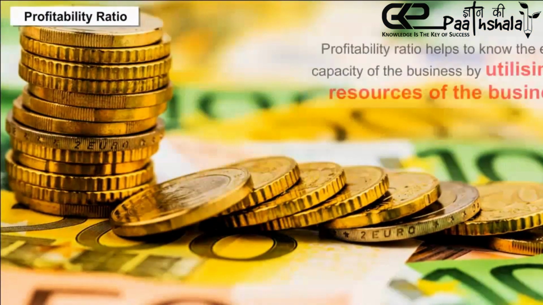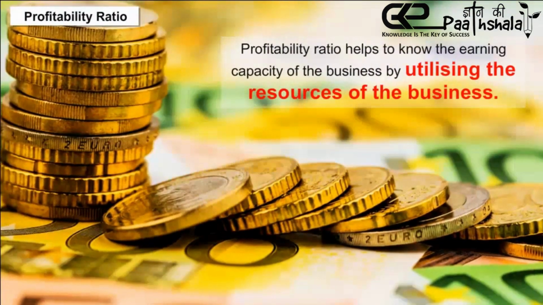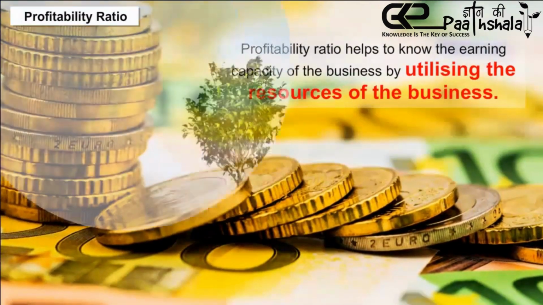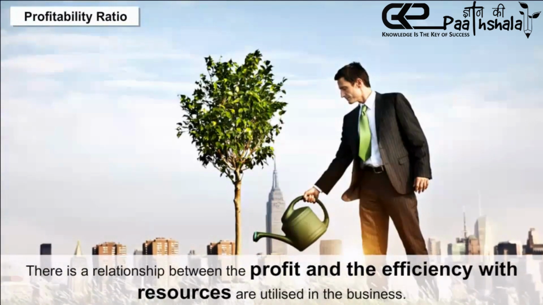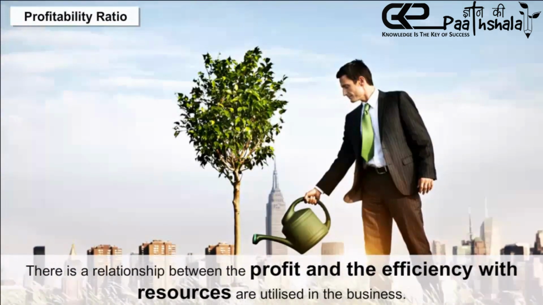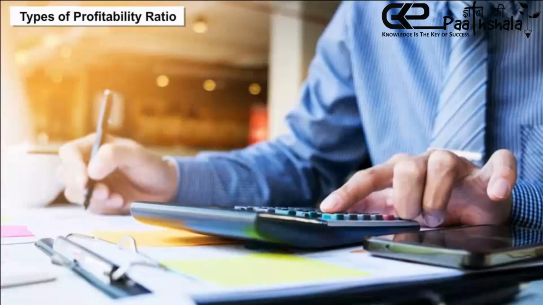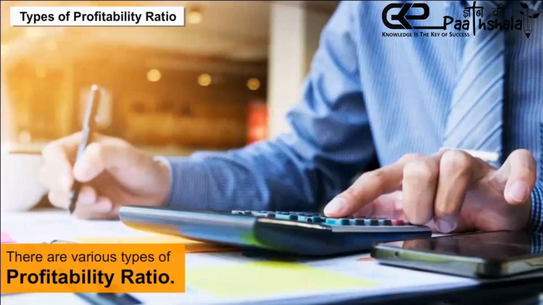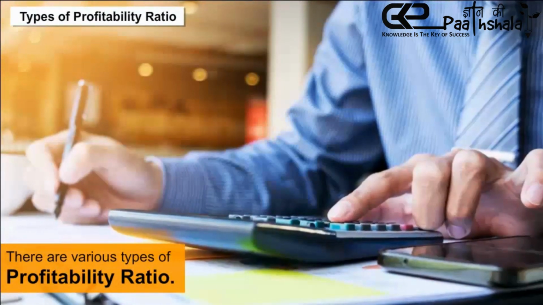Profitability ratio. Profitability ratio helps to know the earning capacity of the business by utilizing the resources of the business. There is a relationship between the profit and the efficiency with which resources are utilized in the business. Types of profitability ratio. There are various types of profitability ratio. Let us discuss them one by one.